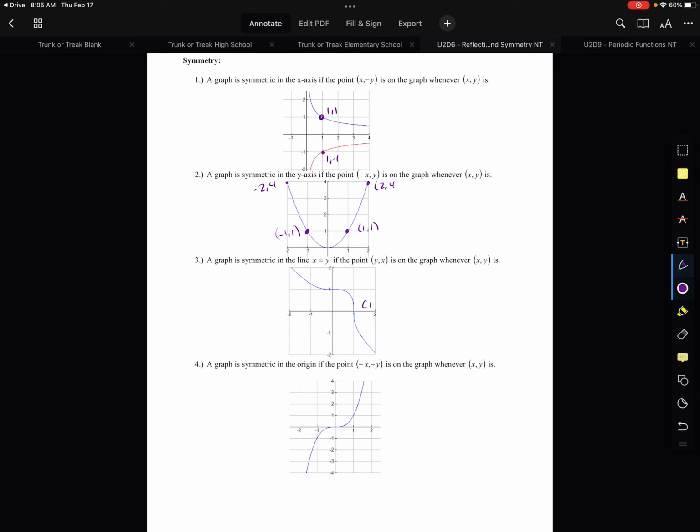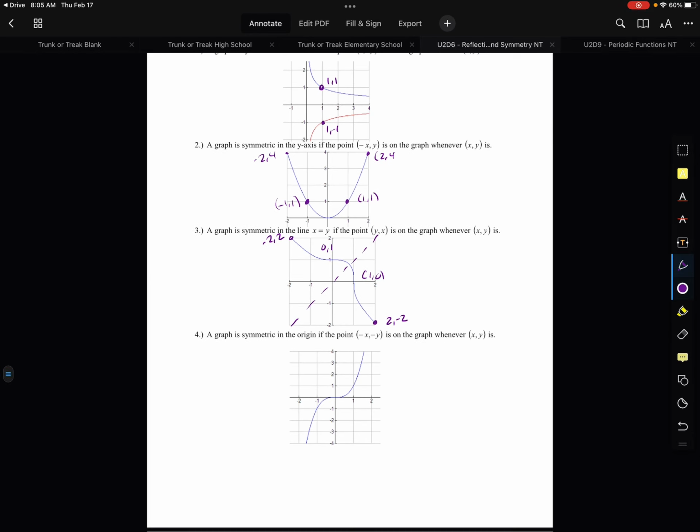A graph is symmetric in the line x equals y if the points flip-flop. Right, so here we got 1, 0 and 0, 1. Right, and our line is cutting perfectly through that. And if we called this in this scenario 2, negative 2, well, here we'd have to have negative 2, 2. The only kind of different one is if we have an origin flip-flop. So if we flip-flop over the origin, (x, y) becomes (negative x, negative y). All right, so if we look here, negative 1, negative 1 becomes 1, 1. If we had 2, 4, we'd have negative 2, negative 4. And those all have to hold true.